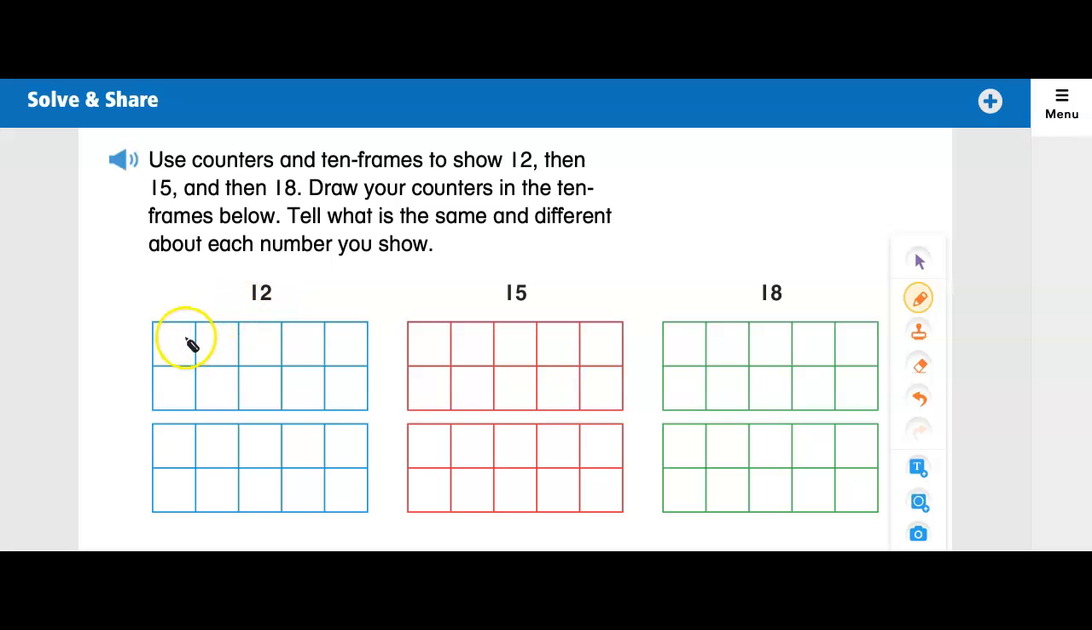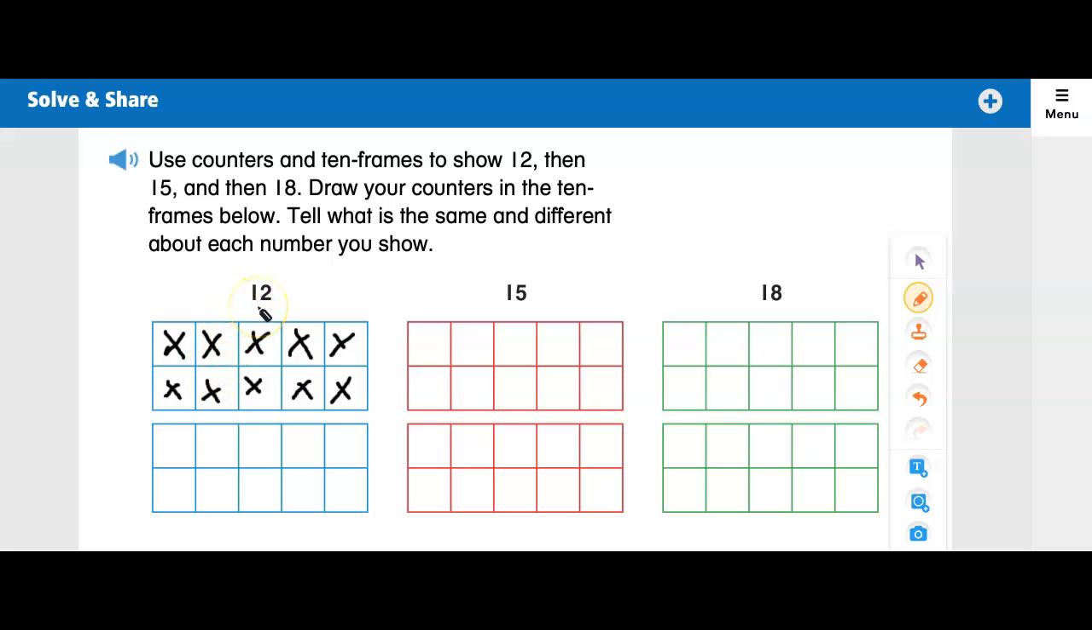To show 12, I am first going to begin by filling in my tens frame. By filling in my tens frame, it will give me 10, and then I can count on. 6, 7, 8, 9, 10. Now that I have filled in this first frame, this is equal to 10.